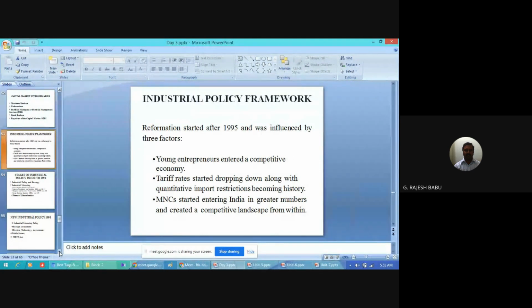Next, we move on to the industrial policy framework. The industrial policy reformations started in 1995. It was influenced by three factors. Normally, industrial development is aimed at achieving economic prosperity and improving the lives of its people.